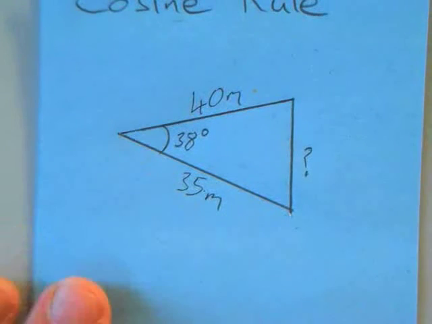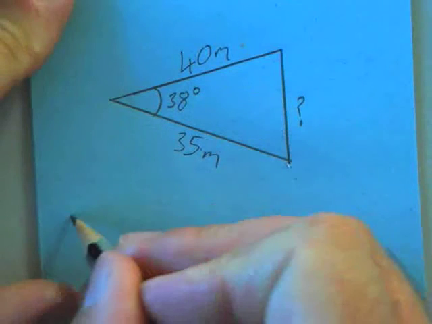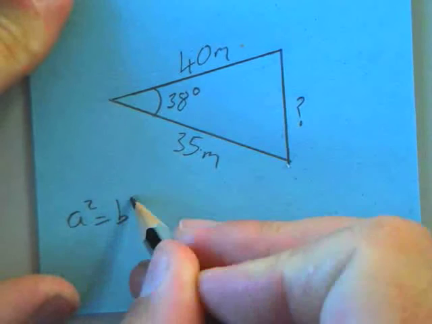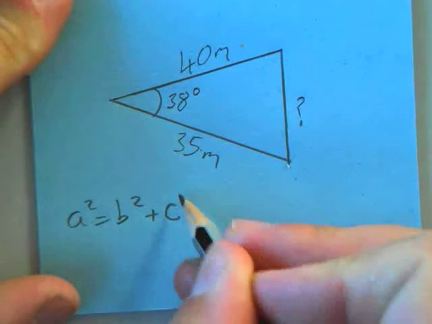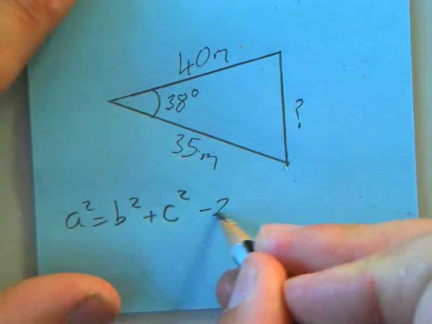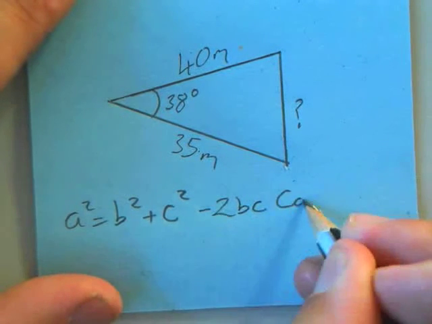And the first thing we're going to do is to write down what it is. Okay? And I need you to learn it. It works like this. A squared equals b squared plus c squared. So it looks a bit like Pythagoras. Okay? Minus 2bc cosine A.